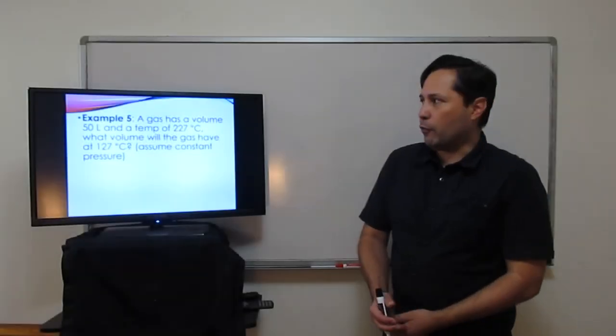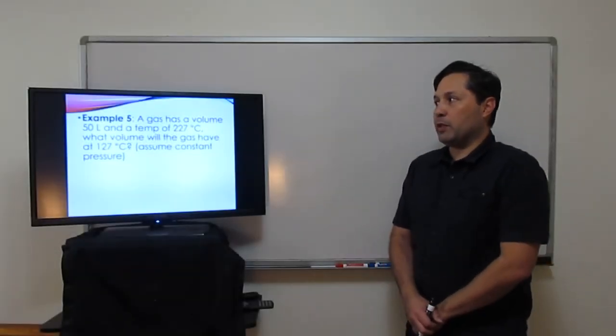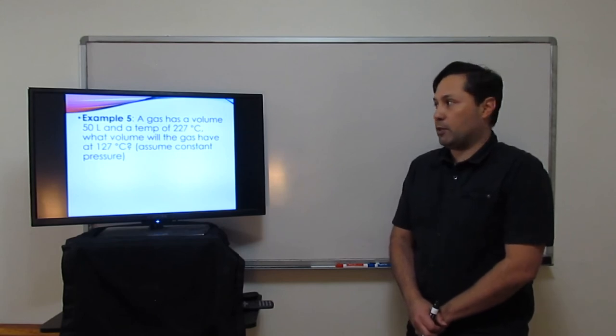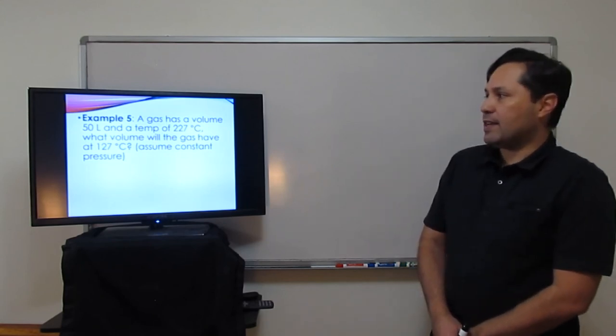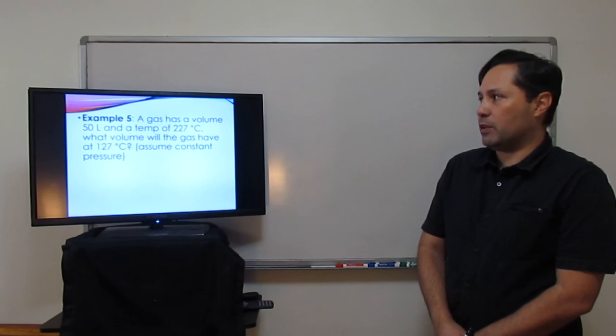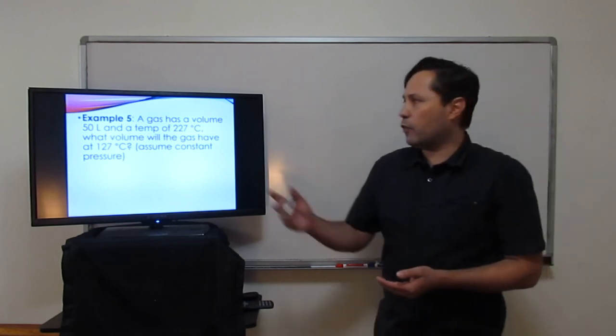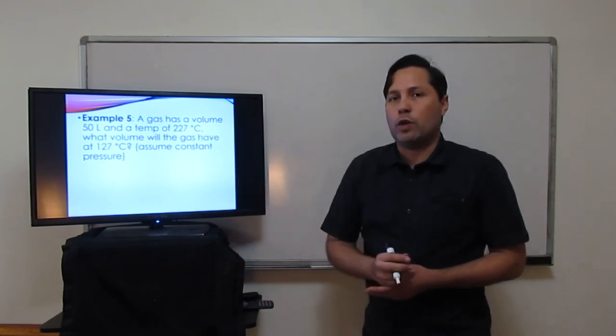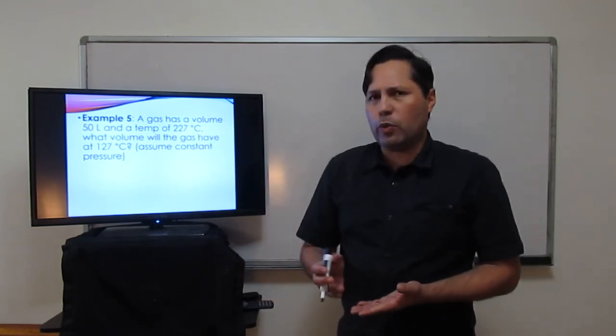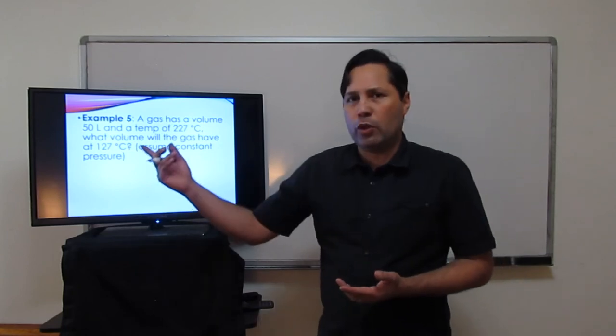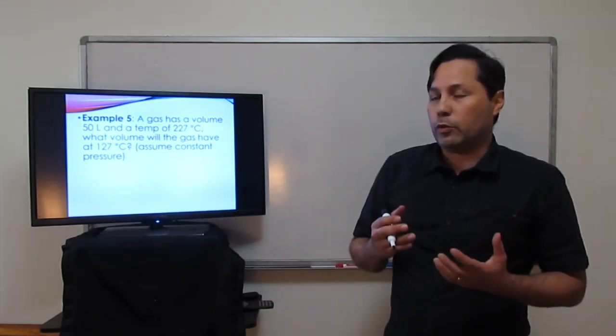In example 5, we're asked, the gas has a volume of 50 milliliters at a temperature of 227 degrees Celsius. What volume will the gas have at 127 degrees Celsius? So now we're going to go ahead and cool down from 227 down to 127, and they want to know what's going to happen to the volume. Well, we know that the volume will reduce, but what will it really be?